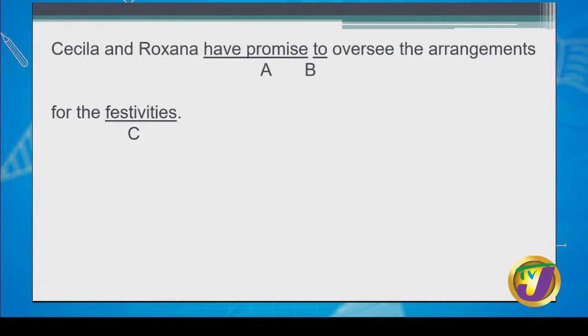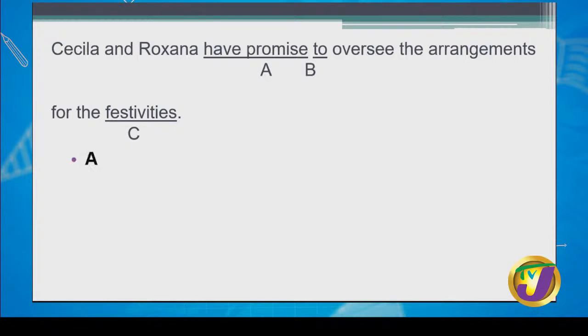Cecilia and Roxana have promised to oversee the arrangements for the festivities. So you have promise, you have to, you have festivities. Is there anything wrong with this sentence? Look carefully. It might just be an issue where there's nothing wrong. It might be perfectly fine. And then again, you might have an issue in there. Do you know what your answer should be? You do? All right, let's look.